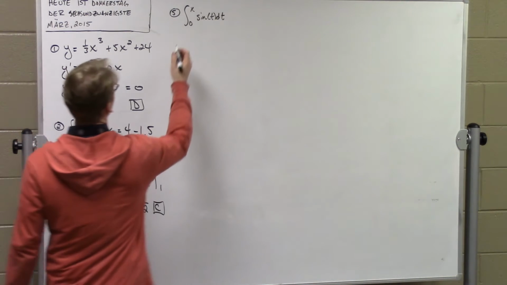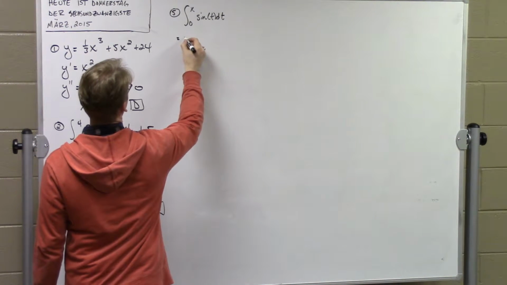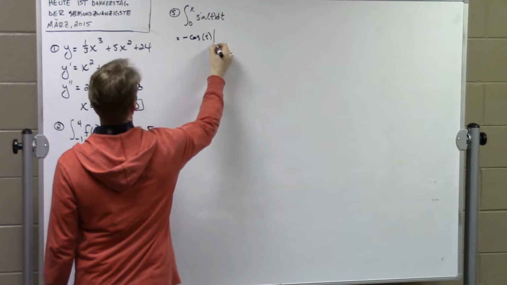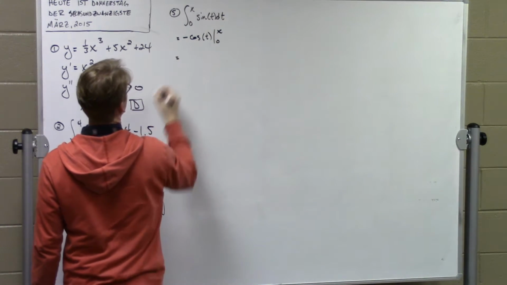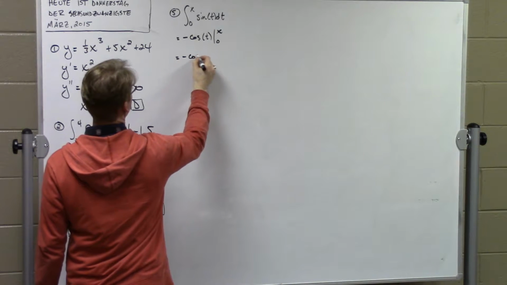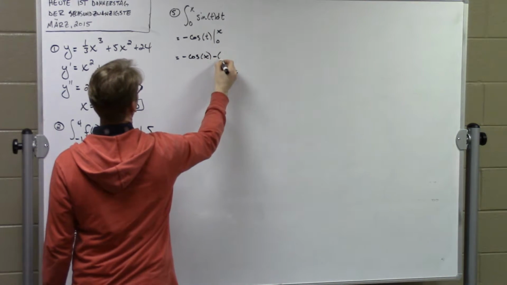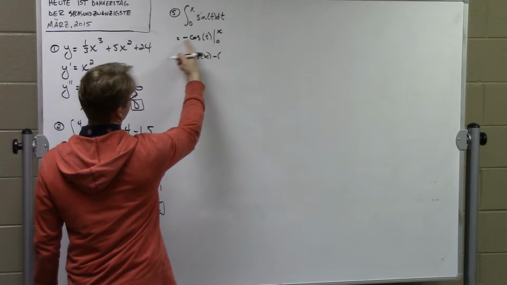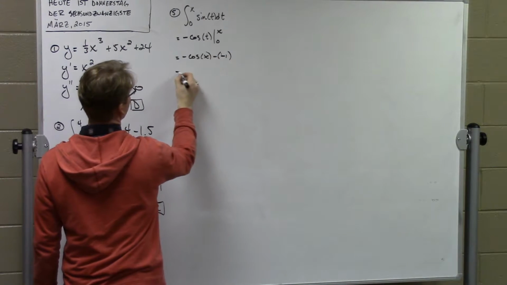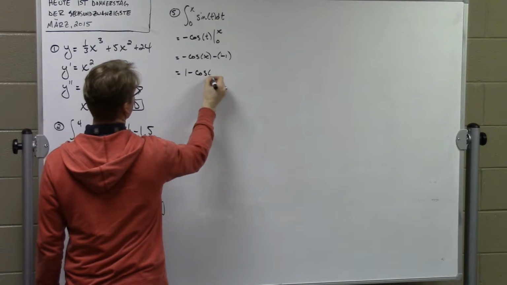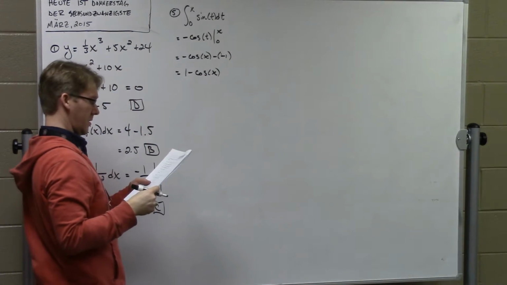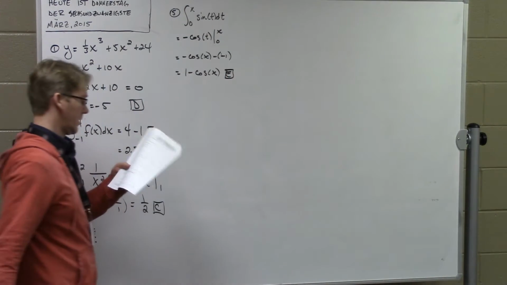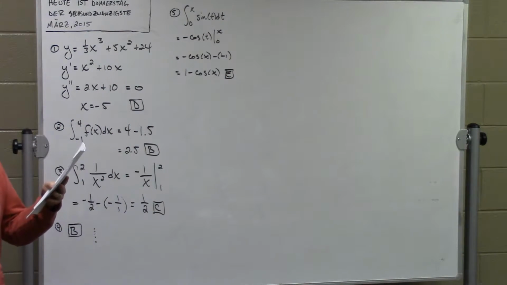Hang on to that thought. You said the antiderivative was negative cosine x, from 0 to x. Then you plugged in x and got negative cosine x minus, stick in 0, get 1, so this will make it negative 1. So 1 minus cosine x, which is E. Okay. Most common wrong answer on this one is A.